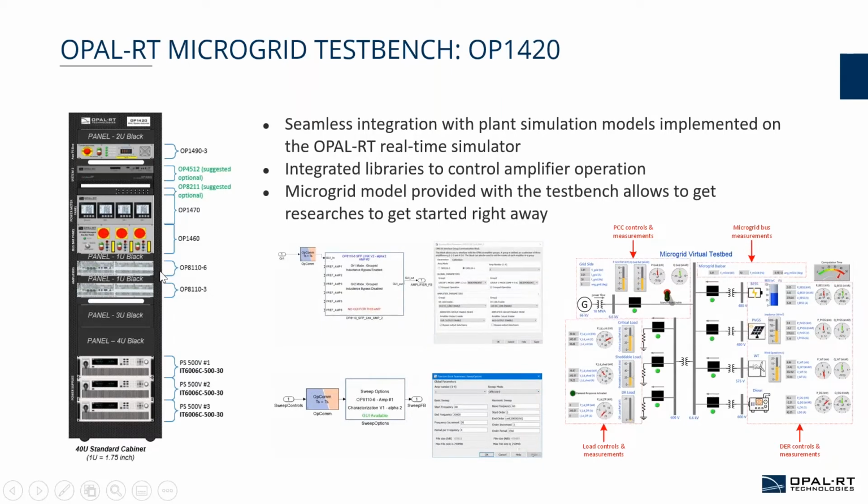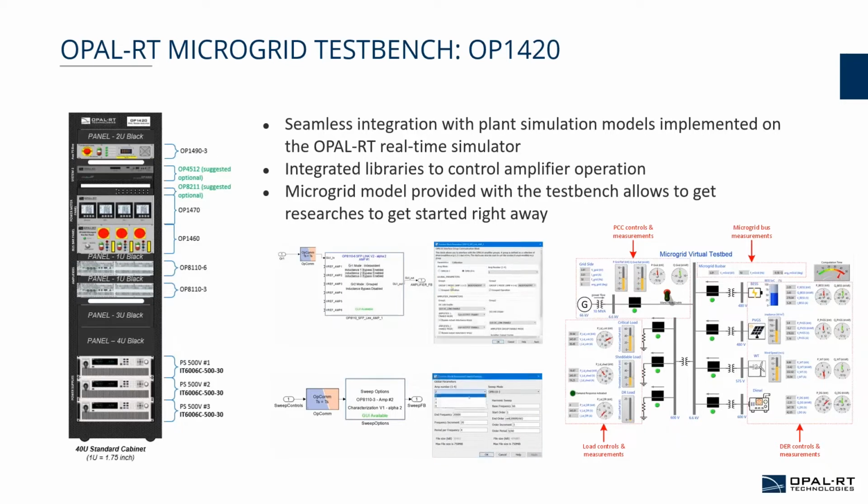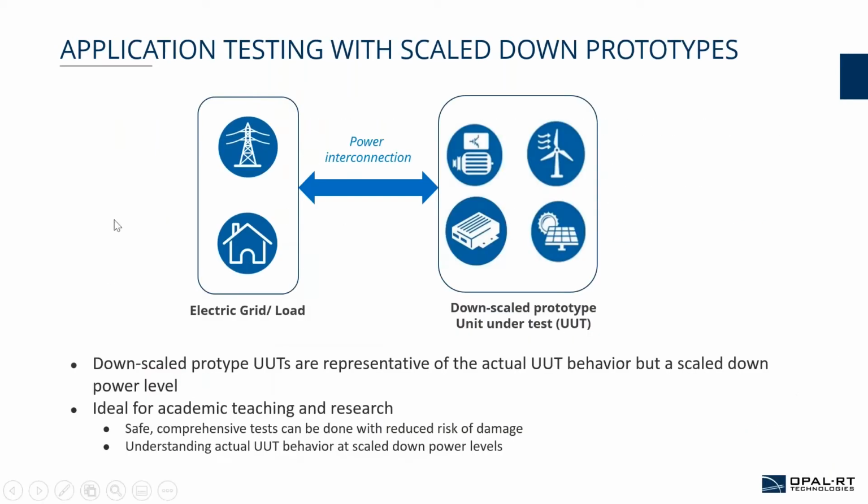I hope this gives a quick overview of the OP-1420 test bench and what essentially are power hardware in the loop simulations. But in the earlier slide, I also talked about another alternative to be able to compartmentalize hardware implementation, and this is essentially doing a compartmentalized hardware implementation with the help of downscaled power prototypes.